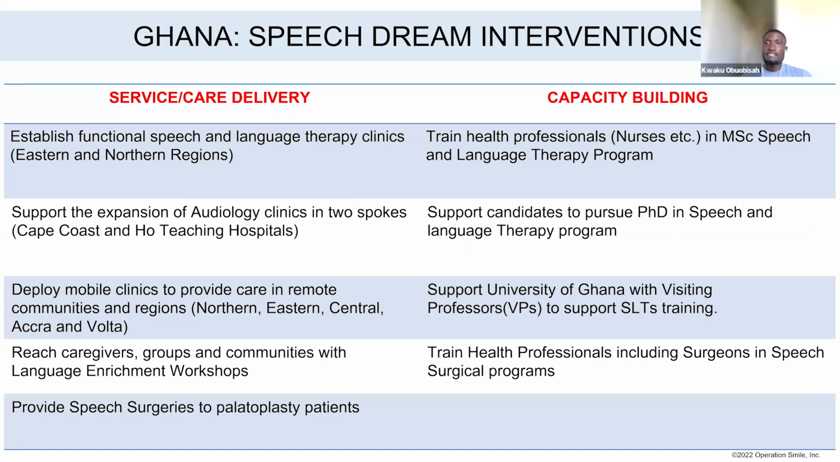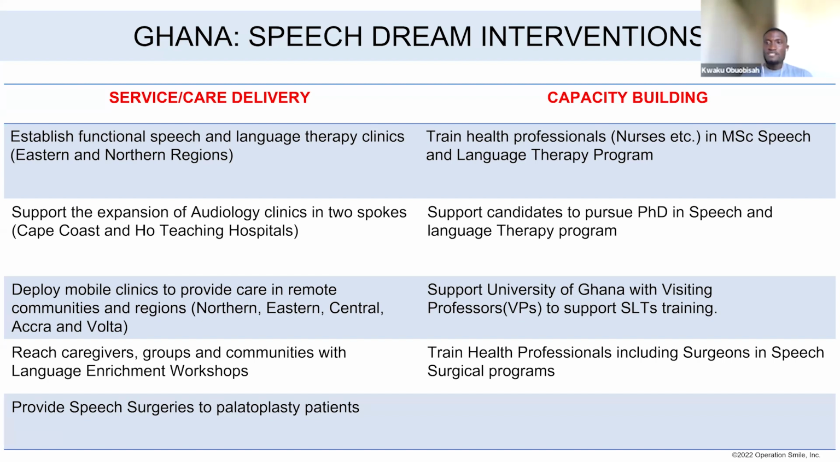The Speech Dream project drives on 2 main wheels. That is the service or the care delivery wheel, and then the capacity building wheel. The service or care delivery wheel makes the service available or intends to make the service available and accessible to patients who require this care. And so in this pool of care, we want to establish speech and language therapy clinics here in Ghana. We also intend to invest or expand into audiology here in Ghana, because we realize that audiology is also a key component when it comes to speech and language therapy.